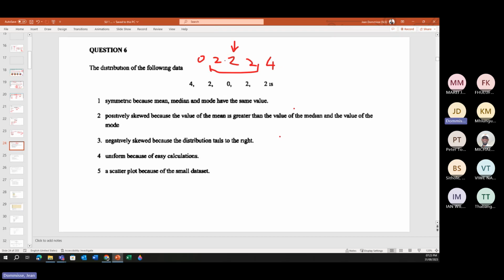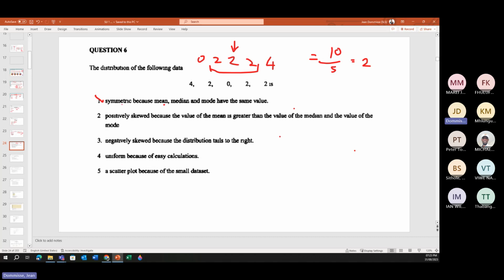Okay, yes, only a few numbers. So let's add it. 0 plus 2 plus 2 plus 2 plus 4 is equal to 10. If we divide it by the 5 numbers, we get that the mean is also 2. So mean, median, and mode are all the same. So in this instance, it was symmetrical.